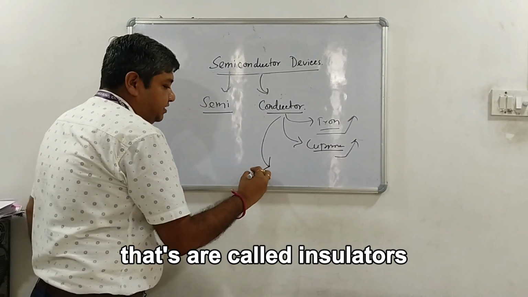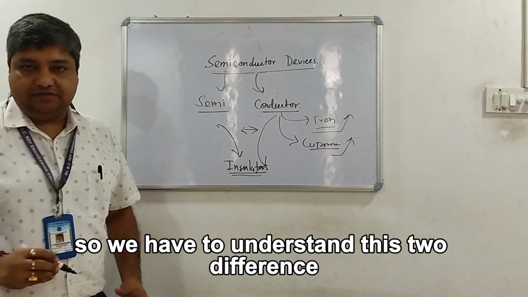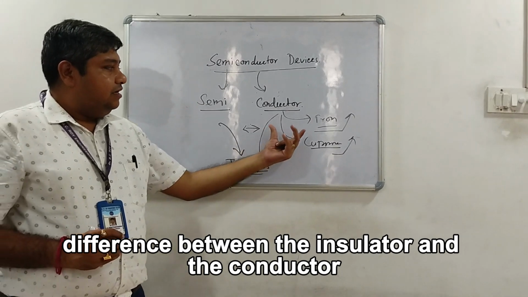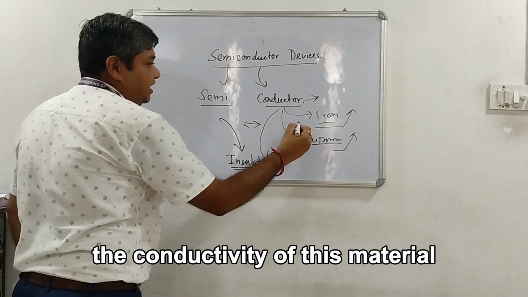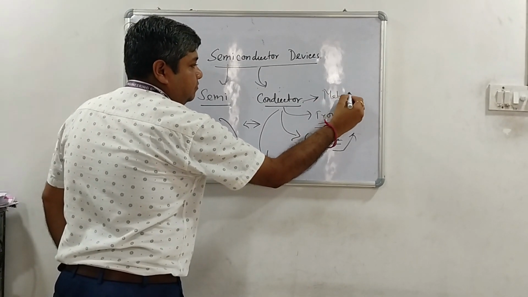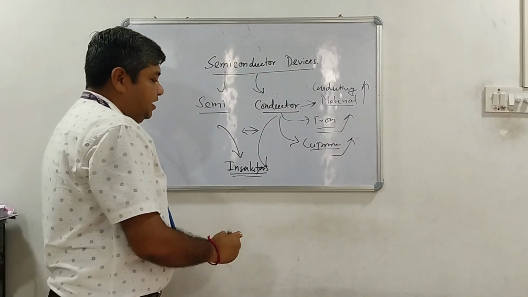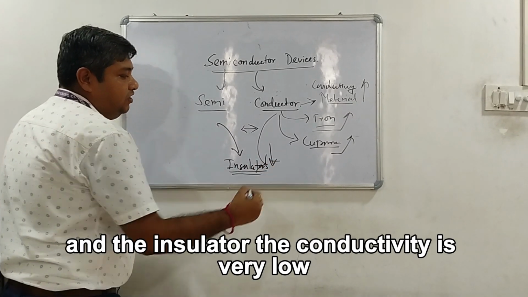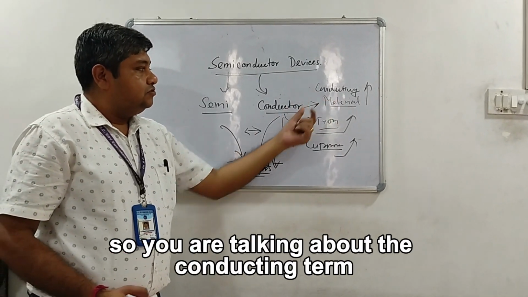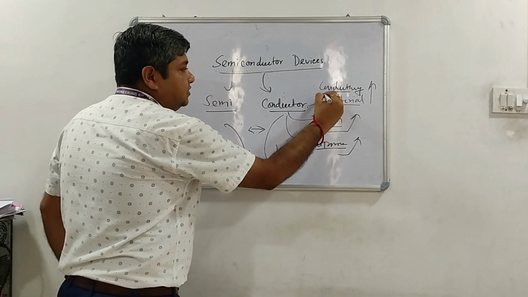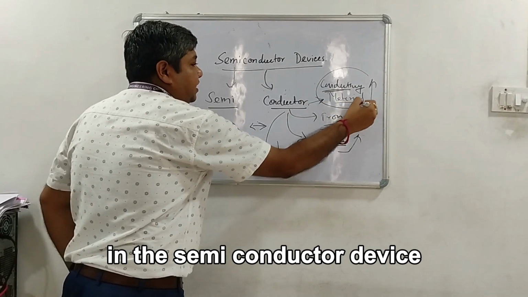Different types of materials are called insulators. So what is the difference between conductor and insulator? We have to understand these two differences. The basic difference between the insulator and the conductor is that the conductivity of the conductor is very high, and in the insulator, the conductivity is very low. Okay, and what is conducting? So you are talking about the conducting term.